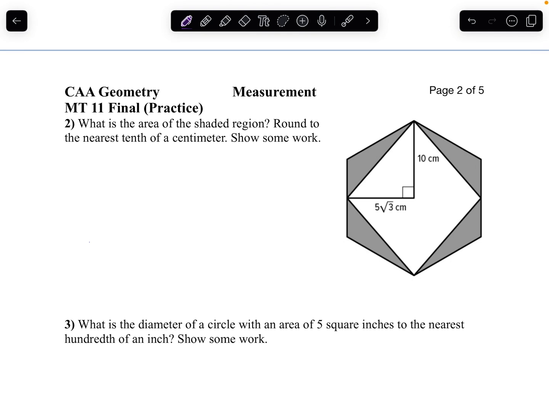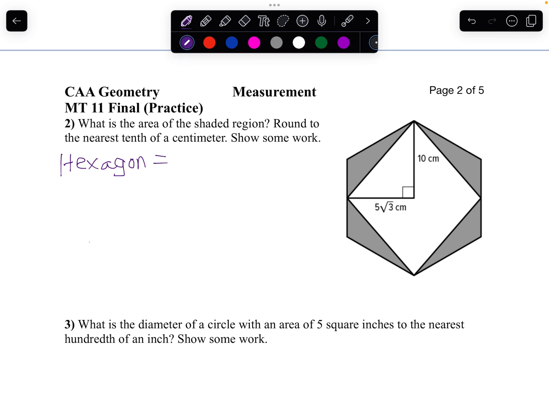On question number 2, we want to find the area of the shaded region. First, we're going to find the area of our hexagon. You can do a hexagon as 1/2 AP, or I'm going to do it as an equilateral triangle. There's 6 of them. So if I draw in my equilateral triangle here, I know each side is 10.